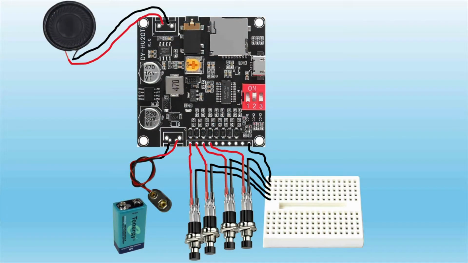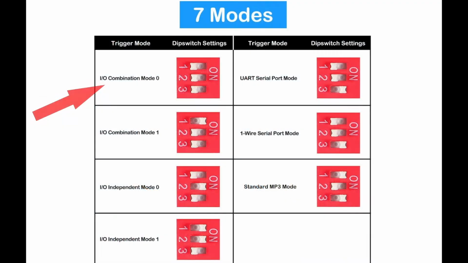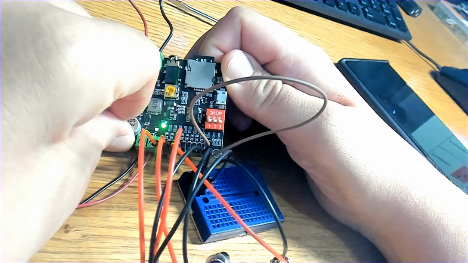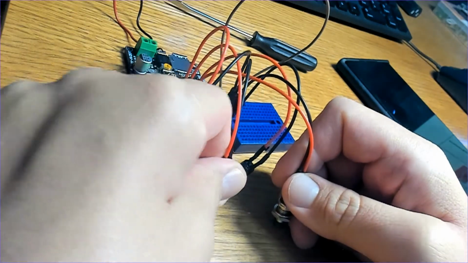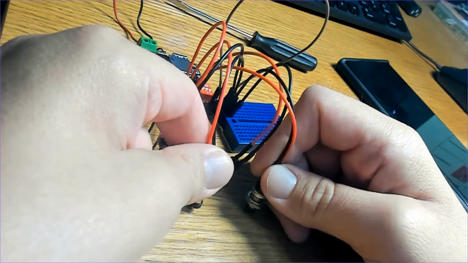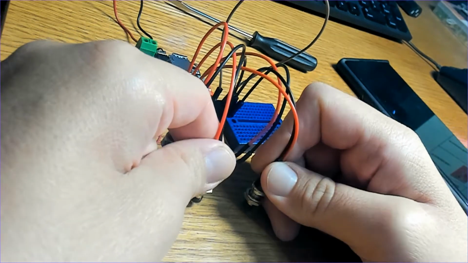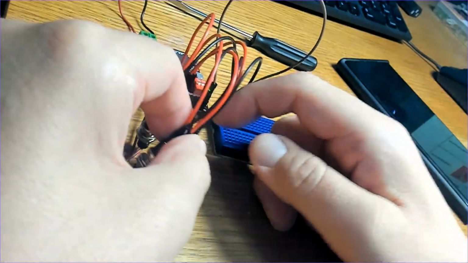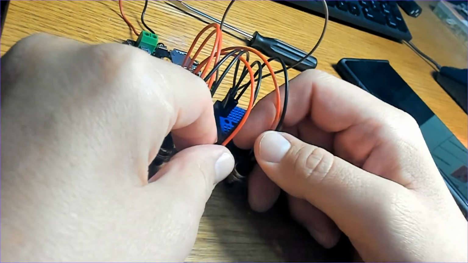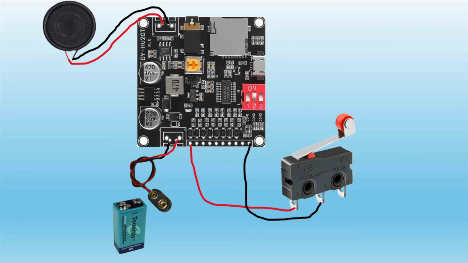Here I'm going to add a button and switch it over to combination mode 0, where songs are triggered by combinations from the IO pins 0 through 7, where each unique combination of low and high states represents a specific song. And as you can see, all the switches are switched to the off position. Here I'll press button 1 and then button 2, and then button 1 and 2 together. I only have 4 buttons, but I could add a button to every pin and have a greater combination of songs. Our next setup is a limit switch as a trigger, and I put that on pin 1.